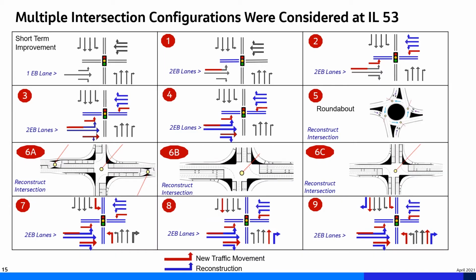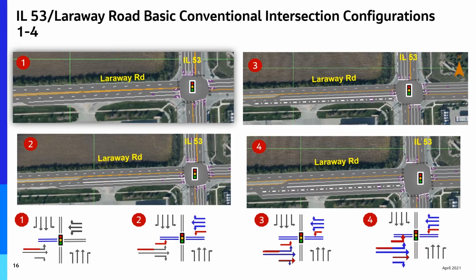This slide shows all of the configurations that were considered to improve the Illinois 53 intersection. The arrows show the traffic movements by direction. The red arrows represent a new traffic movement. The blue arrows show lanes that would need to be reconstructed to accommodate changes to the configuration. Several of these intersections were grouped together to simplify the discussion.